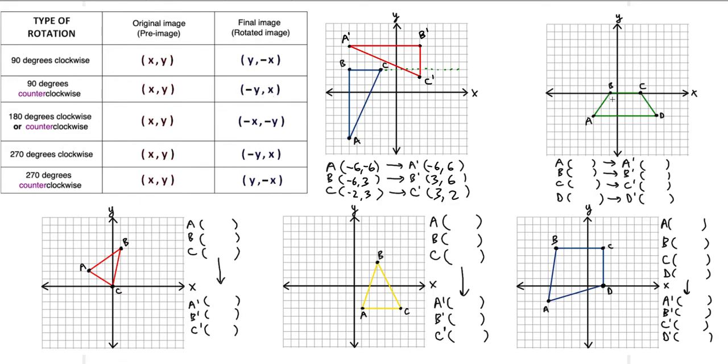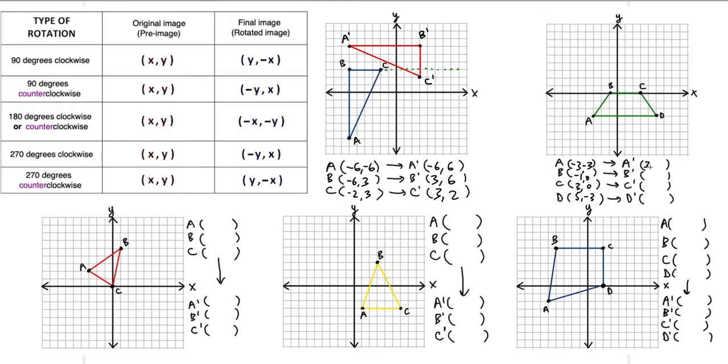So here, let's find the original coordinates. So -3, -3 for A and -1, 0. And C is 3, 0. And D is 5, -3. So now following this formula, we negate the y and leave the x alone.